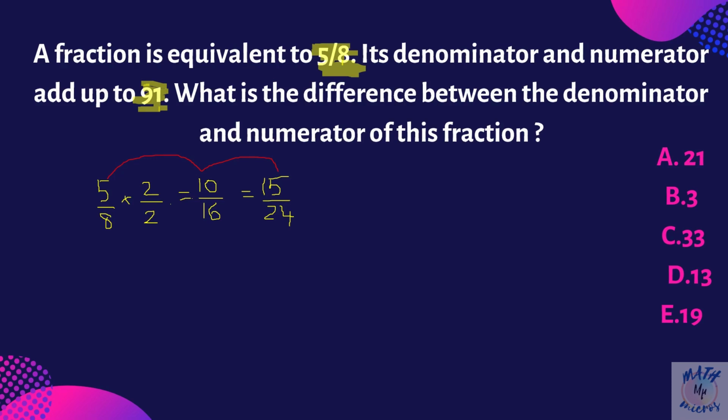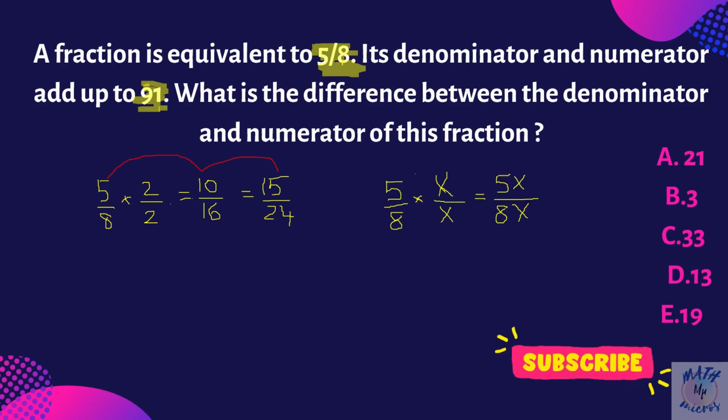Now we need to find an equivalent fraction, but we don't know what it is. Since we don't know it, we assume the multiplied number to be x. When we multiply x with both the numerator and denominator, we get an equivalent fraction. So when I multiply the same x with both the numerator and the denominator, it becomes 5x by 8x. That is, 5 times x is 5x and 8 times x is 8x.